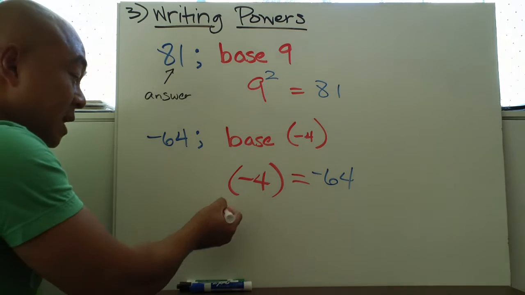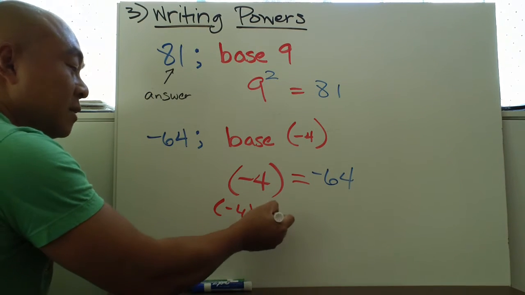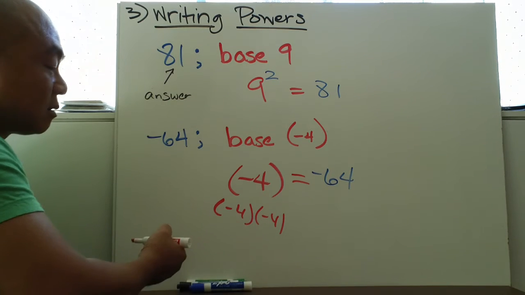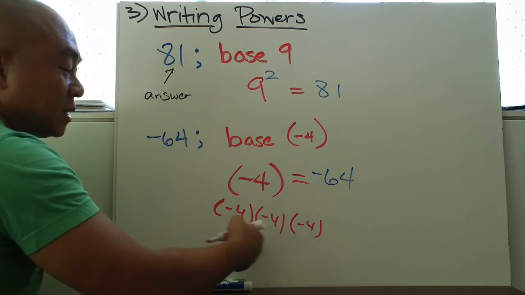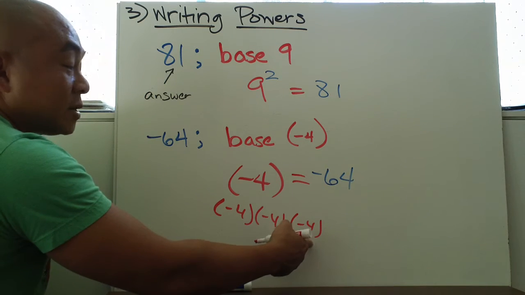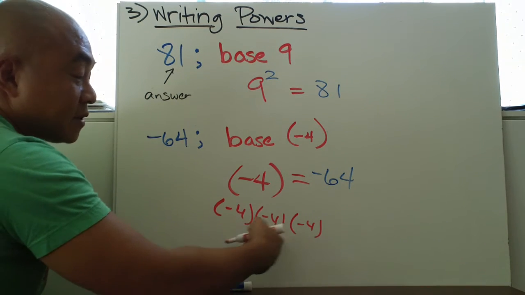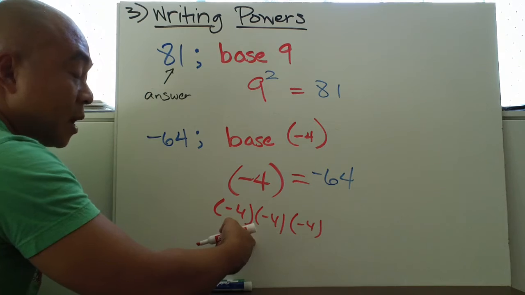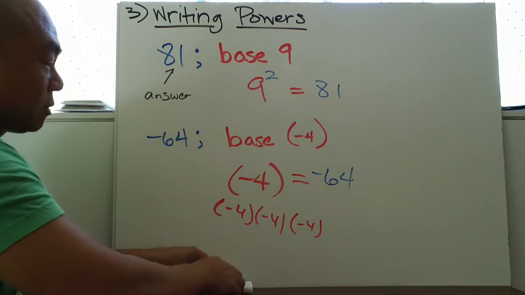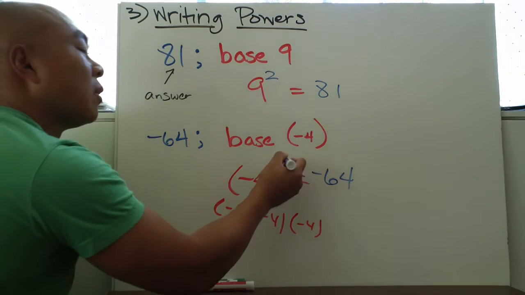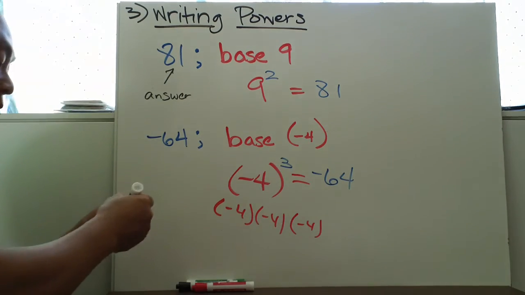And so you can just kind of test it out. -4 times -4, that only gives me 16. Now, if that's 16, if I multiply it by another -4, well, 16 times 4 is 64. So if I take a negative times a negative times a negative, that will give me my -64. And just count 1, 2, 3. So this is going to give me a power of 3.